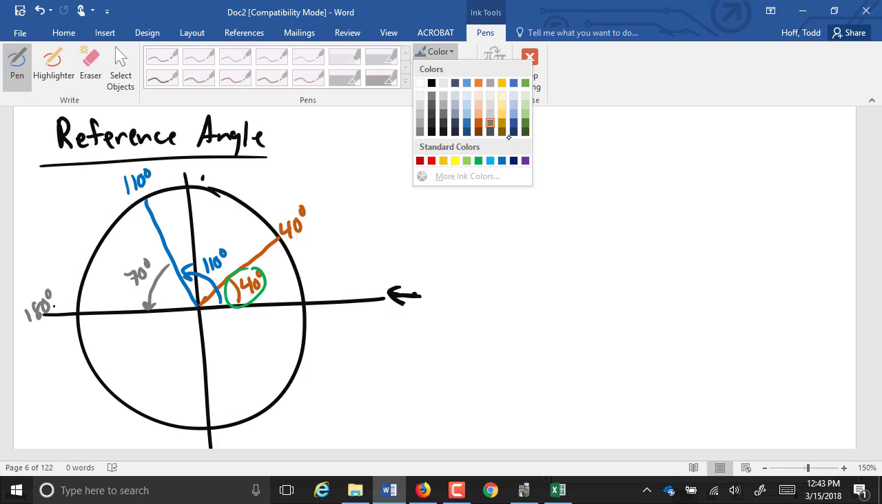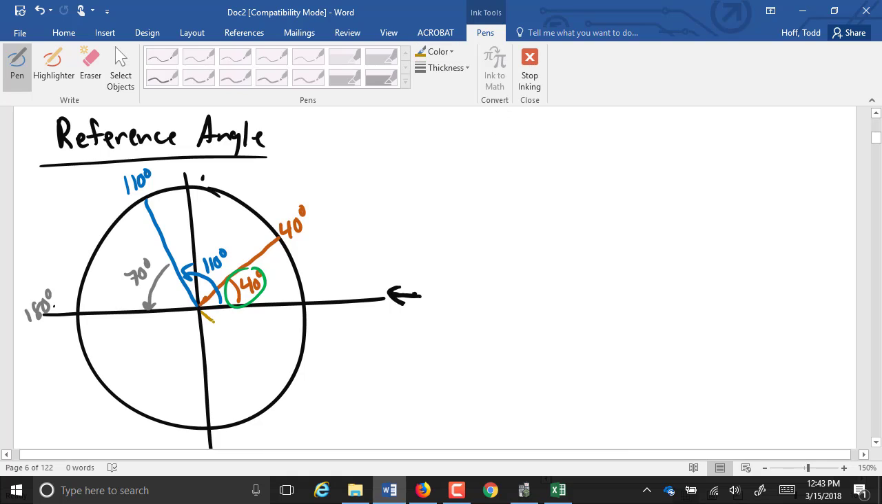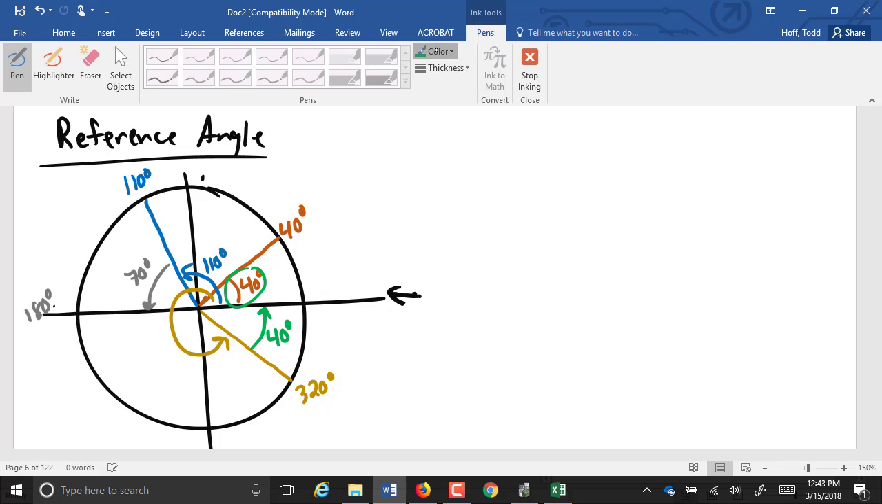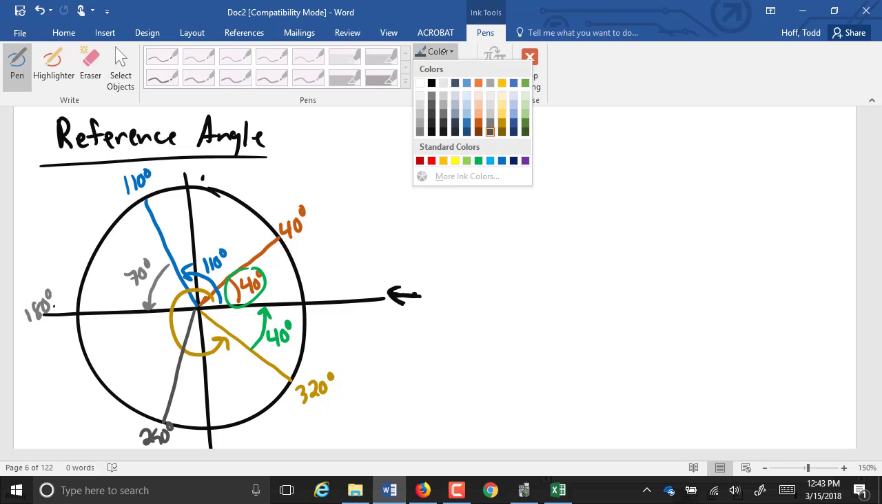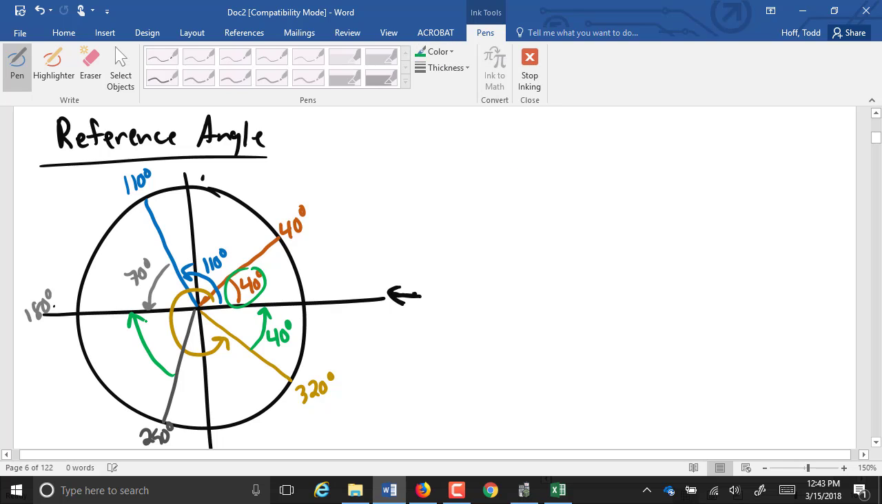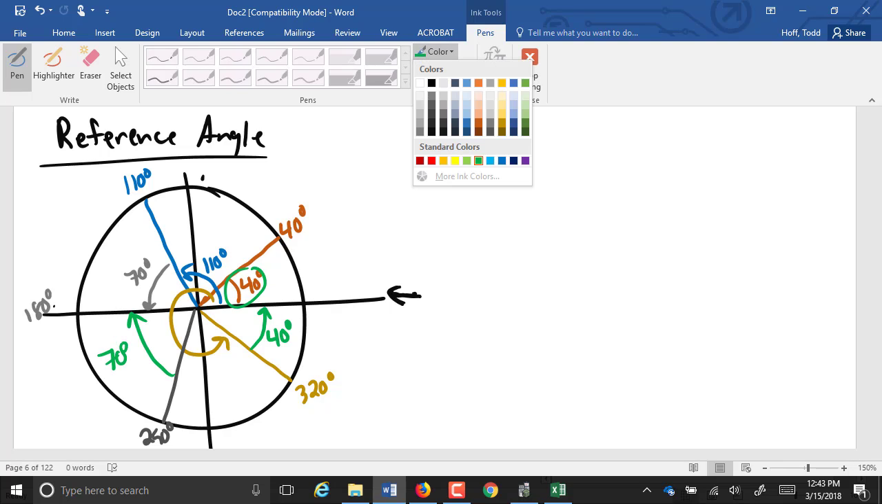What if I have an angle that's right here at 320 degrees? The 320 wraps around here, but the reference angle has to go to that horizontal. The closest to the horizontal is right there. What would that angle be? 40. And of course, we might have like 250 degrees. Its reference angle is going to be right here, which is going to be how much? 70. So the question is, why is that reference angle important?